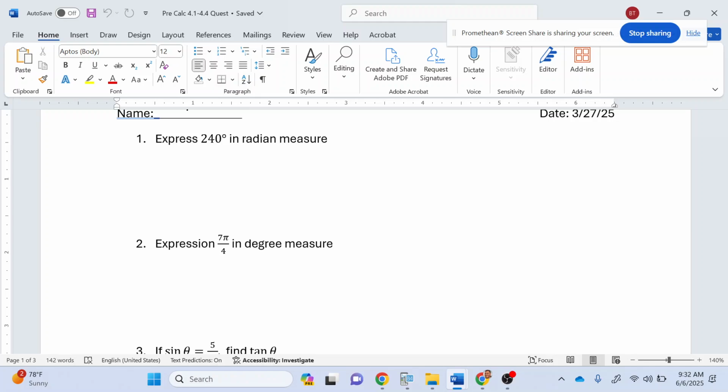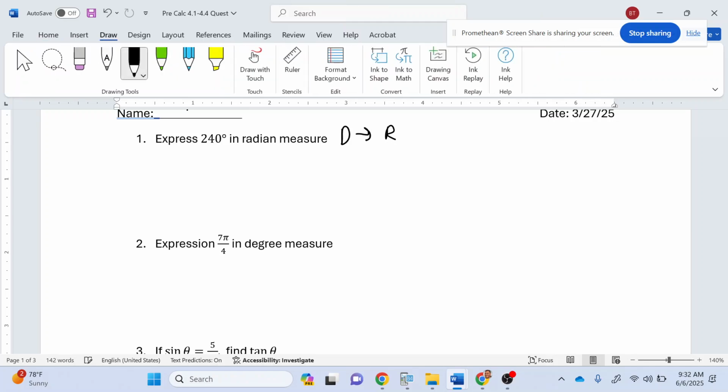Express 240 degrees in radian measure. Since I'm going to radians, I put pi on top. So pi over 180. So 240 times pi over 180. I can simplify this, cut out the zeros. This is 4, this is 3. So it ends up just being 4 pi over 3.